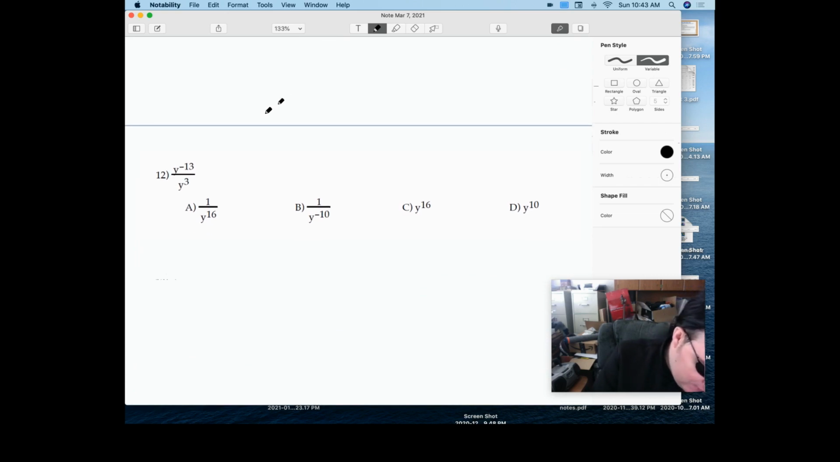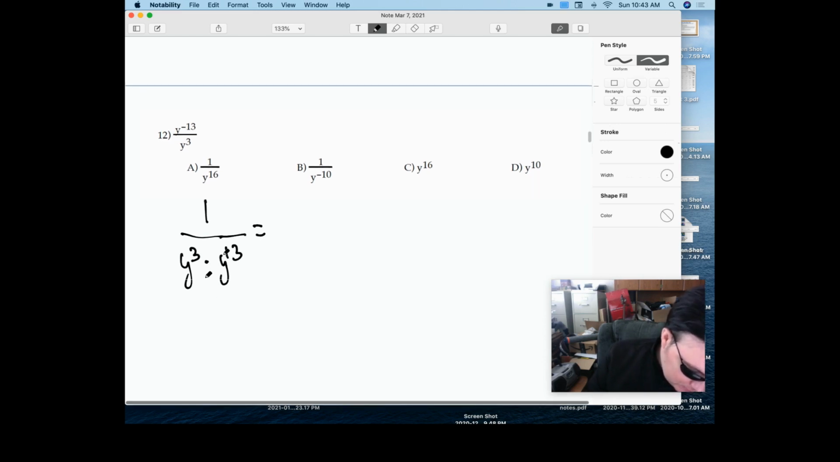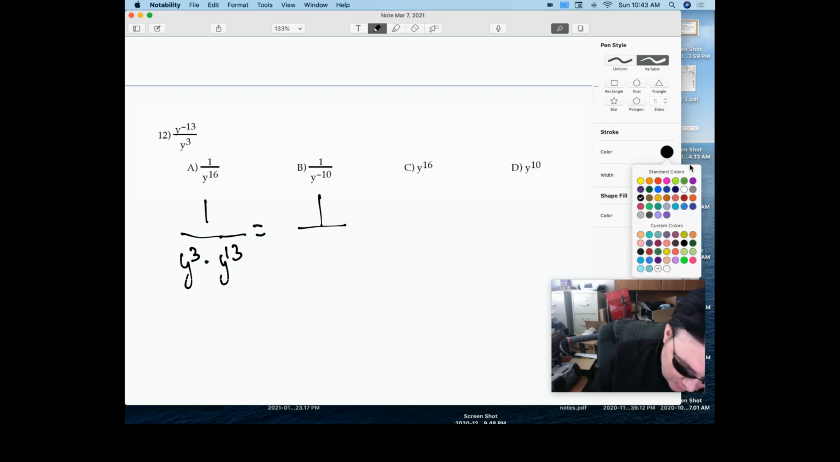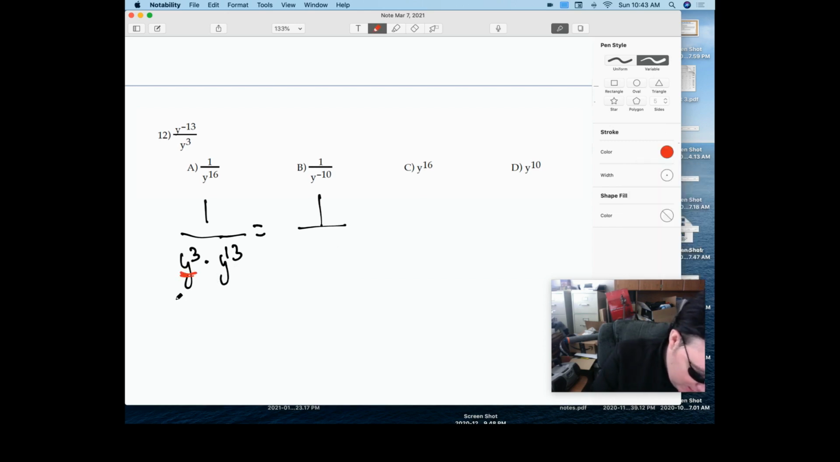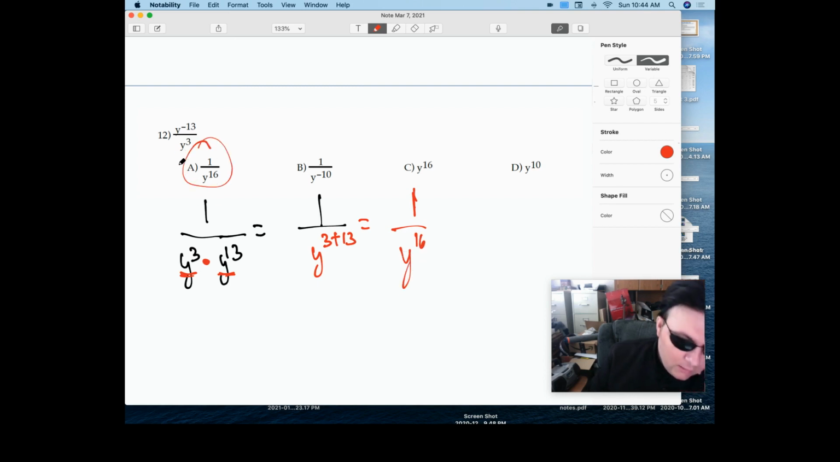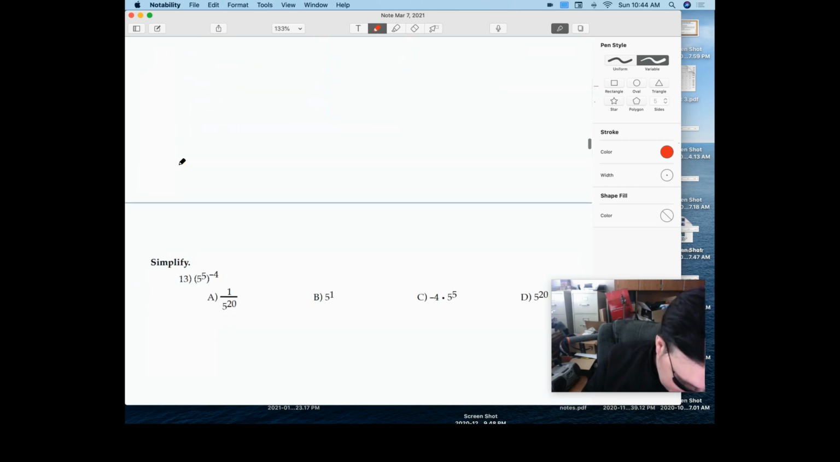Again, I like to deal with the negative first because I don't like to have negativity in it. And so as we solve this, now just because they're in the denominator, don't panic. It's still the same rule. If the bases are the same and we're multiplying, then we add the exponents. So we got 1 over y to the 16th. I know. Whoa. Okay, let's keep going.